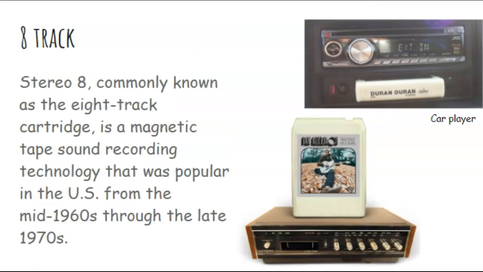An 8-track. Stereo 8, commonly known as the 8-track cartridge, is a magnetic tape sound recording technology that was popular in the United States from the mid-1960s through the late 1970s. This right here is an 8-track tape, and you would play it either at home or you would play it in the car. And it was really big and took up a lot of space to listen to music.